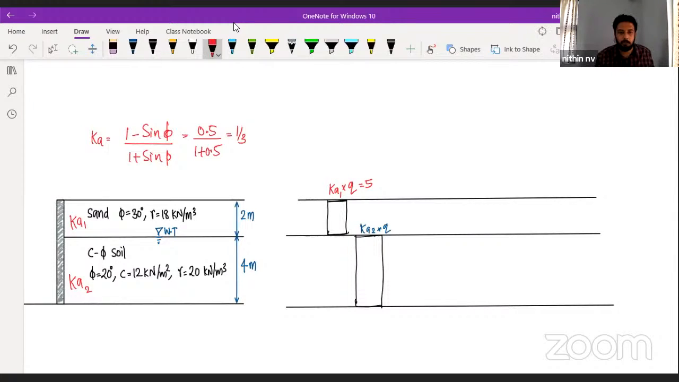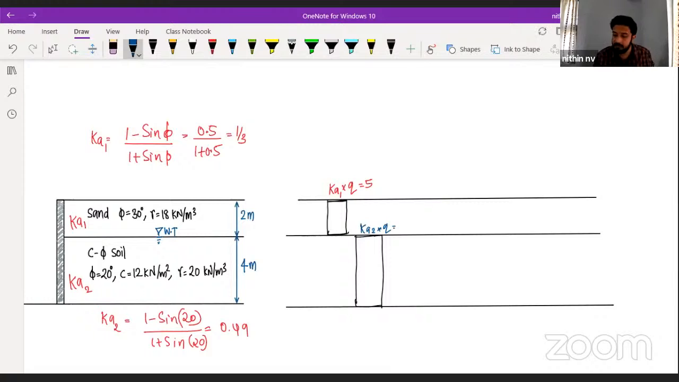Here, how much will be Ka2? 1 minus sine 20 divided by 1 plus sine 20. Can you please tell me how much it is? How much is Ka2? Yes, 0.49. Okay, thank you so much. 0.49. So how much is this value?